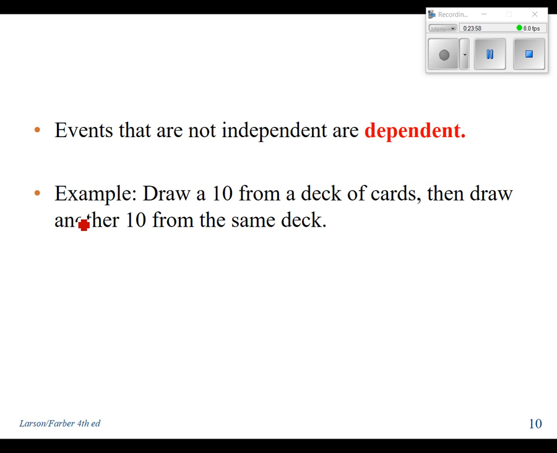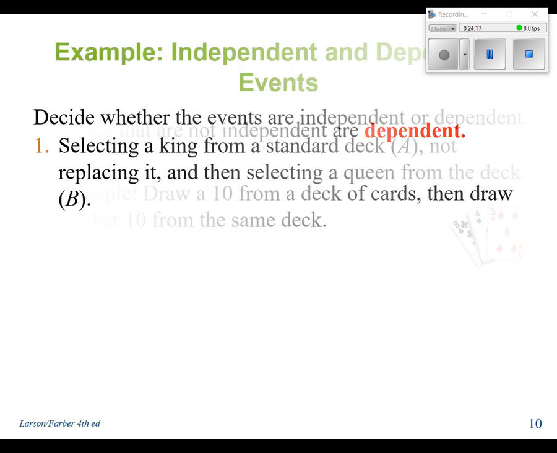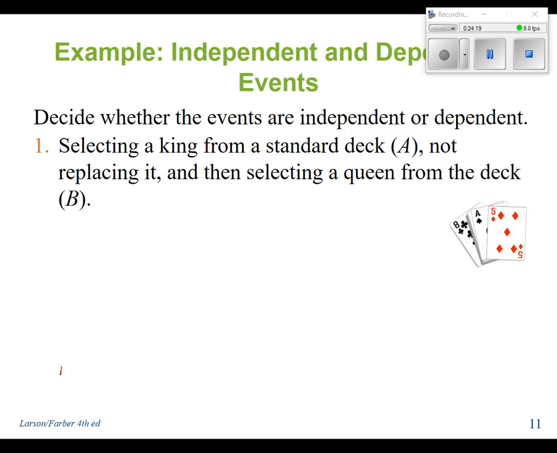Draw 10 from a deck of cards and draw another 10 from a deck of cards. So again, what did they not tell us here that we need to know? Whether we're putting the card back or not. If we're putting the 10 back, then they're independent of each other. If we're not putting it back, then they're dependent on each other.